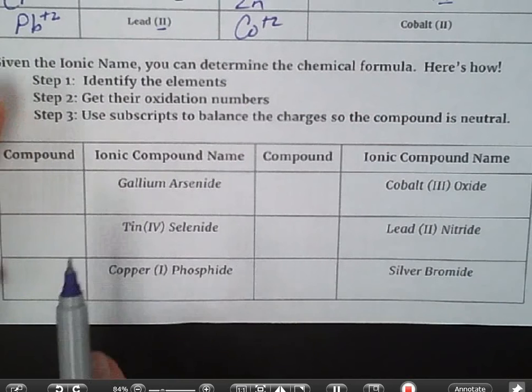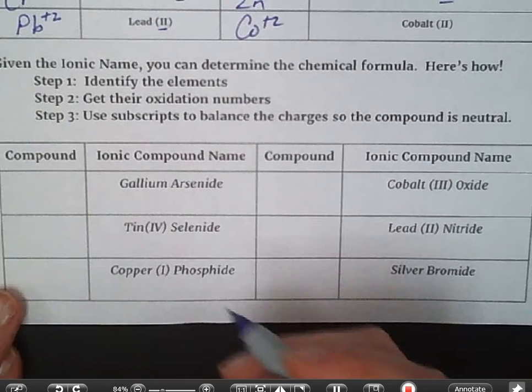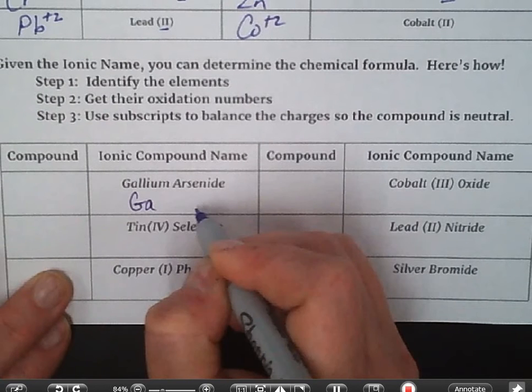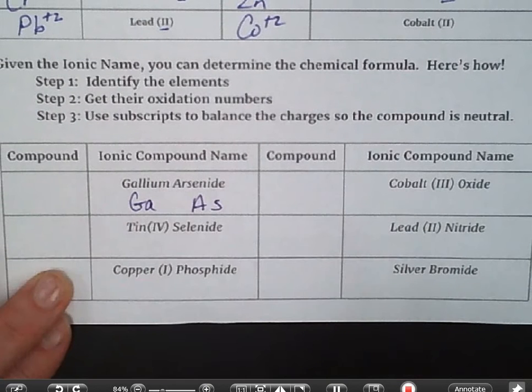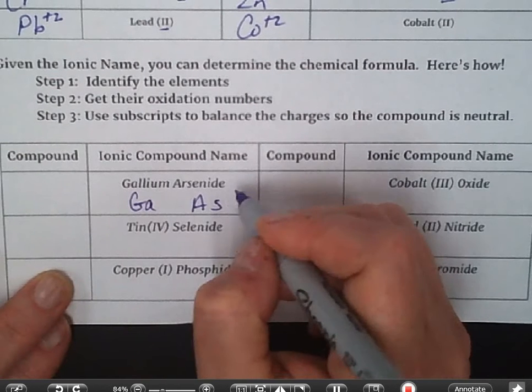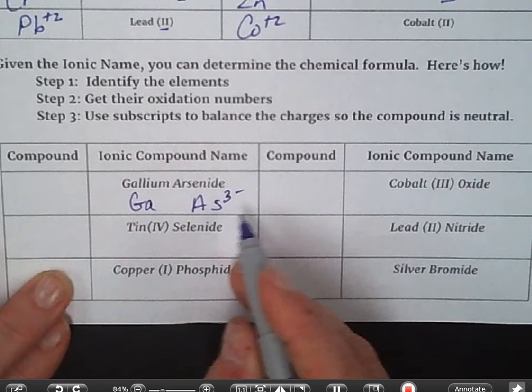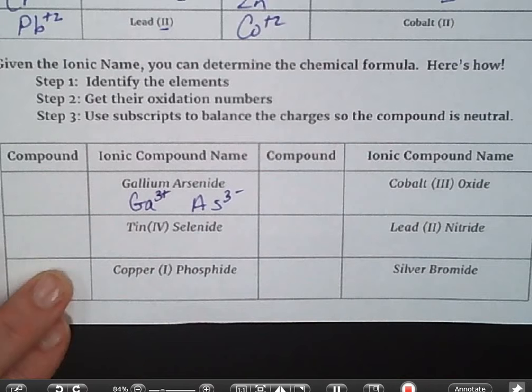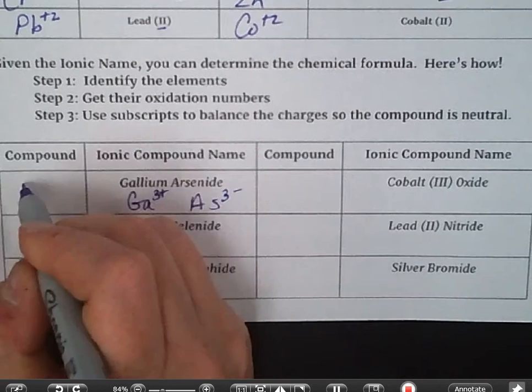So we've got gallium and arsenic. Gallium, we don't know, because gallium acts like a transition metal. Arsenic is a -3, so gallium would have to be a +3. Okay, so gallium arsenide would be GaAs.